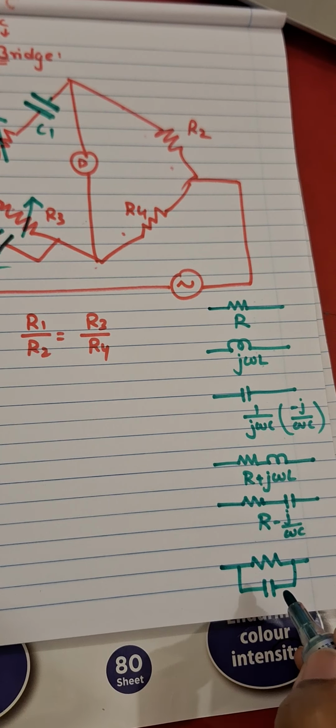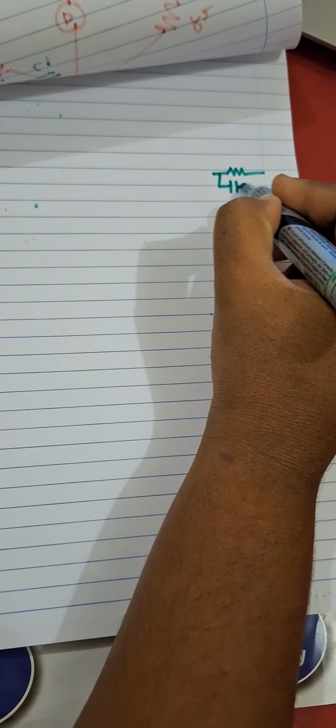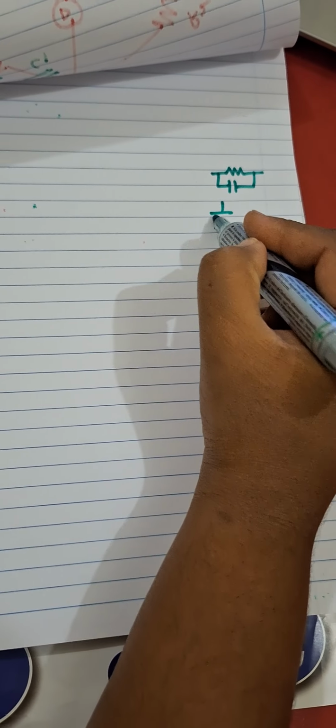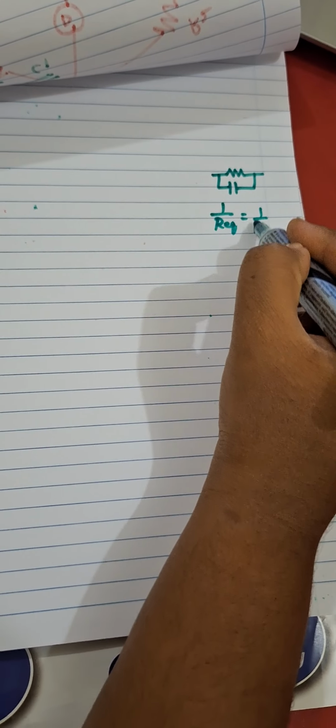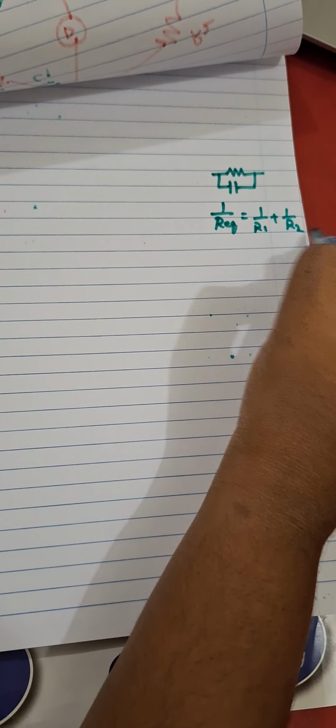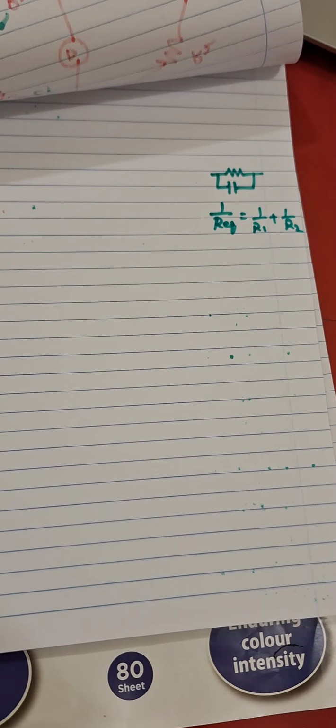Try to remember this. If you can't remember, just apply the concept like this. Resistor and capacitor both in parallel means 1 by R equivalent is equal to 1 by R1 plus 1 by R2, isn't it? When two elements are in parallel, this is the formula we use. So 1 by R1 means the resistor, and 1 by R2 means the capacitor. Capacitor means what are we writing? 1 by j omega C, isn't it? So 1 by means it can go to the numerator. So this will become 1 by R plus j omega C.